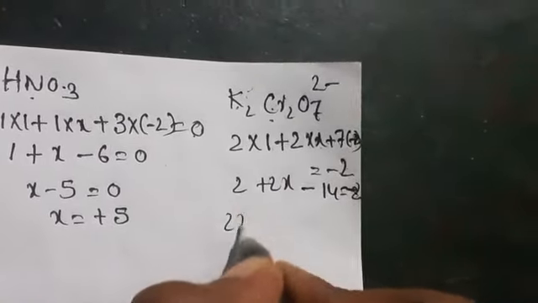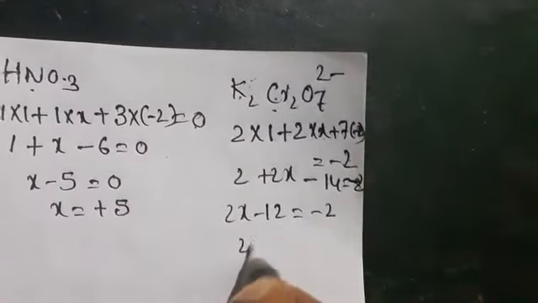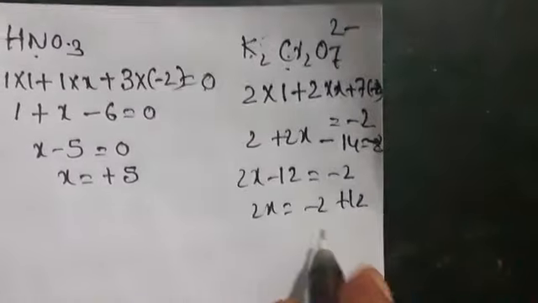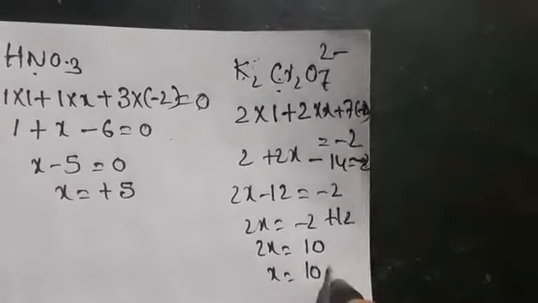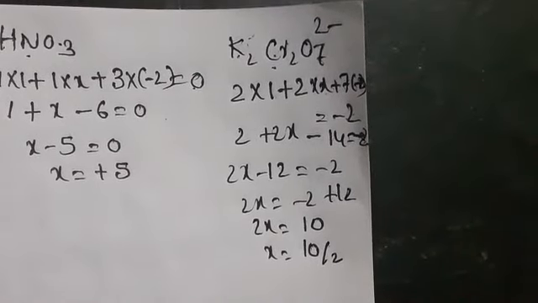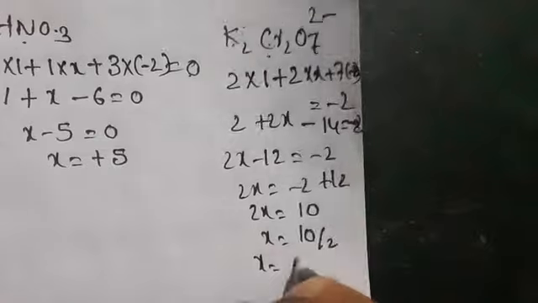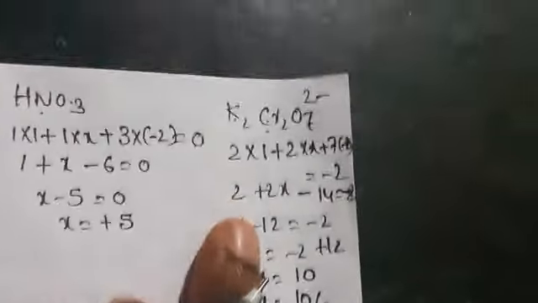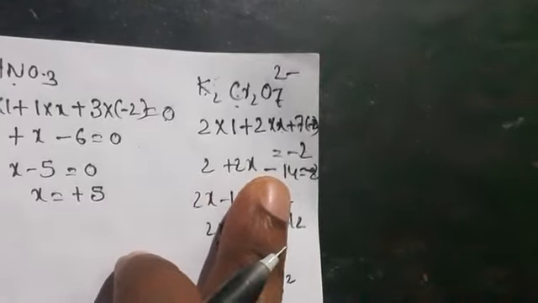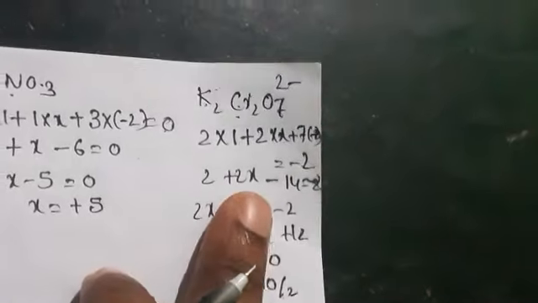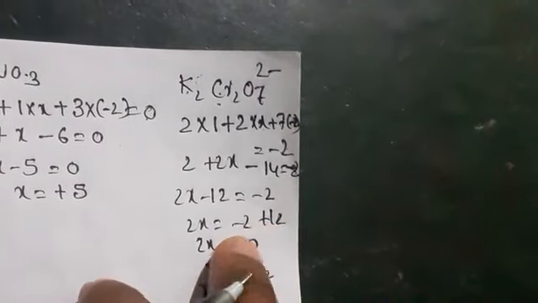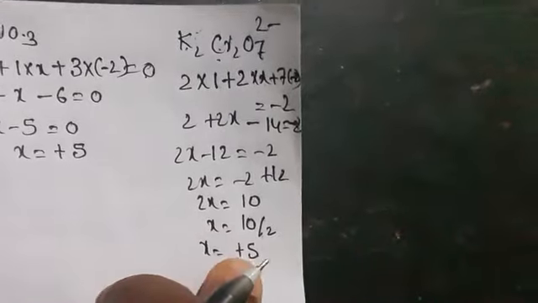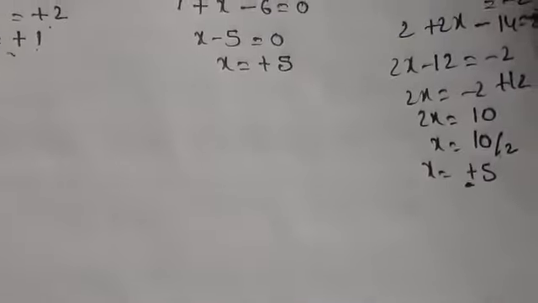So 2 plus 2x minus 14 is equal to minus 2. So 2x minus 12 is equal to minus 2. 2x is equal to minus 2 plus 12. 2x is equal to how much? 10. x is equal to 10 by 2, x is equal to plus 5. You get the oxidation state. See, 2 into 1 is 2, 2x minus 14 is equal to minus 2, you get 12, 12 minus 2 is 10. So here you get the oxidation state as plus 5. This is the way to find the oxidation state for different atoms.